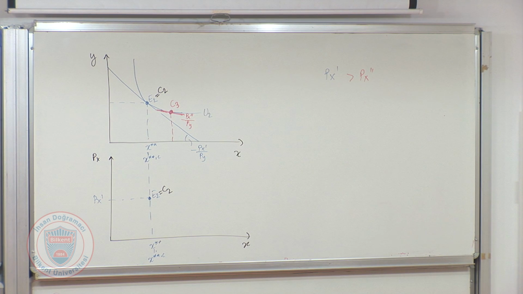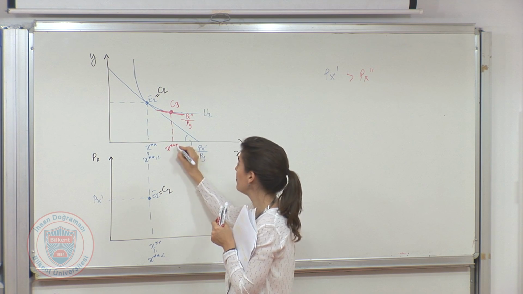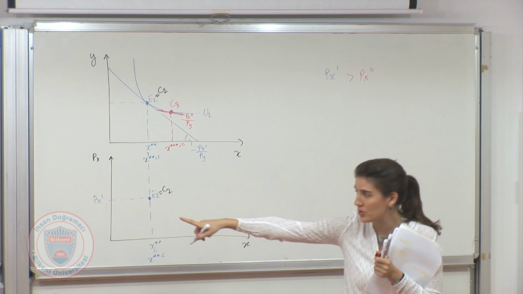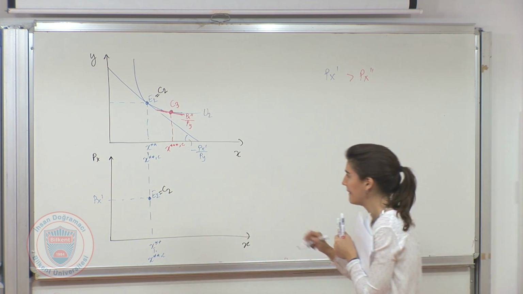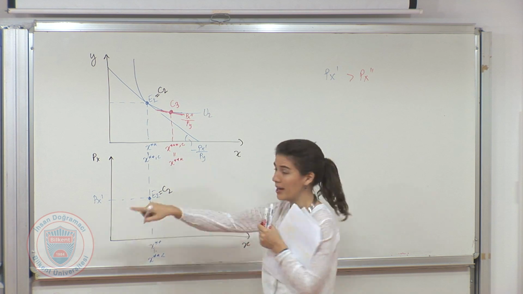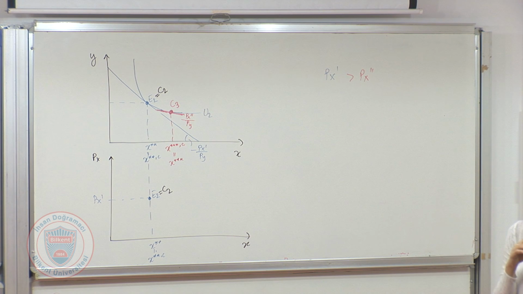Now I decrease my price. So I'm going to call this x double star triple star C. Do you think this is the same as x triple star there? This guy, is it equal to x triple star there? No. Why? Is it more or less? Less, right? Why?